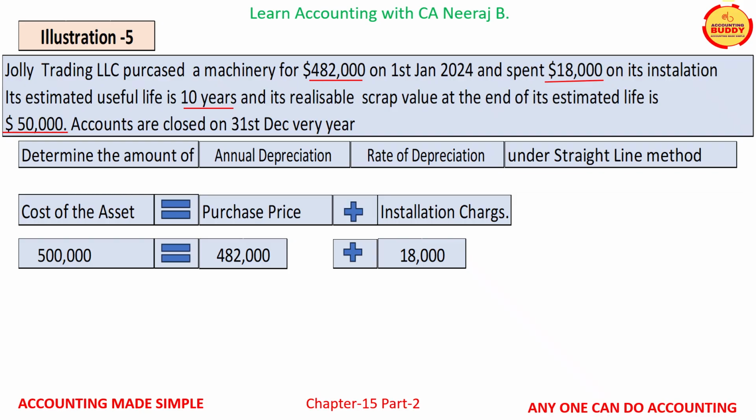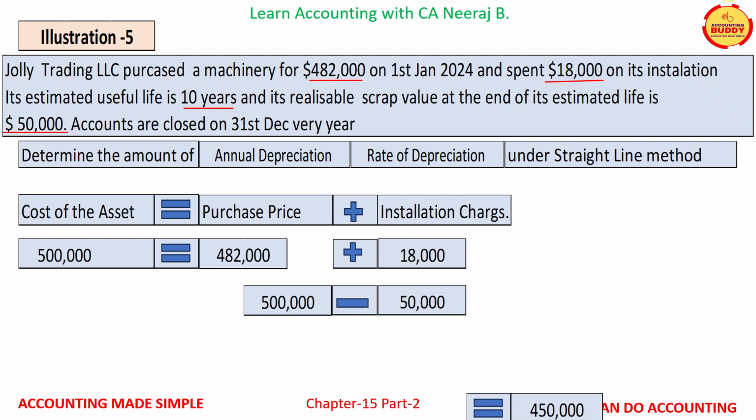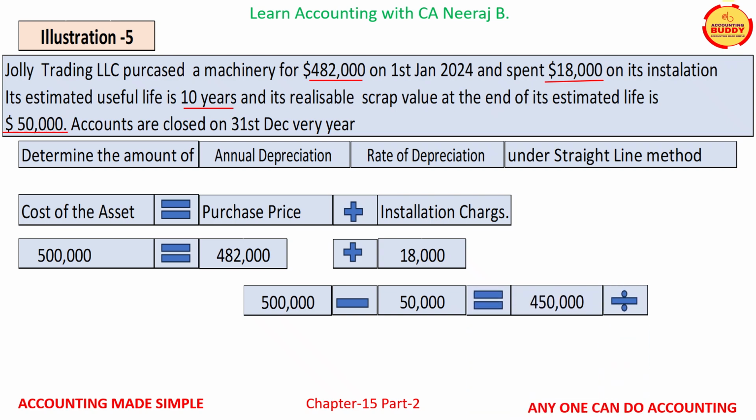The total cost of the machinery is $500,000, and when we deduct the realizable scrap value of $50,000 at the end of its estimated life, we get the net value of $450,000 for the machinery. When we divide $450,000 by the estimated useful life of the machinery, which in this illustration is 10 years, we will get the annual depreciation value amounting to $45,000.